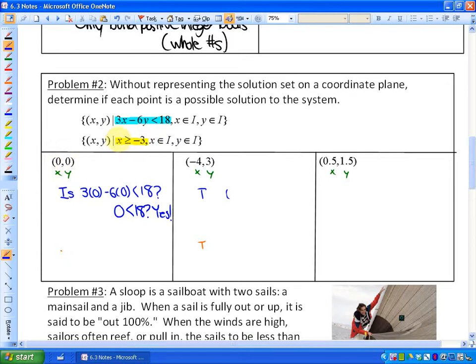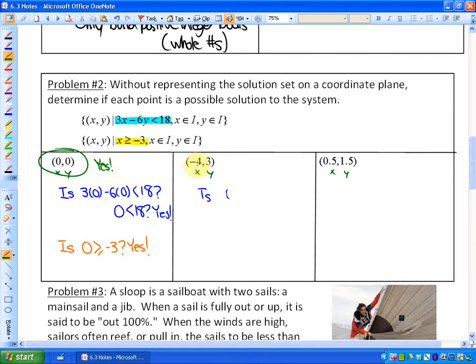So the next thing we ask ourselves is, is x greater than or equal to negative 3? So is 0 greater than or equal to negative 3? And the answer to that is yes. So the answer to the big question, is this point a solution, would be yes.